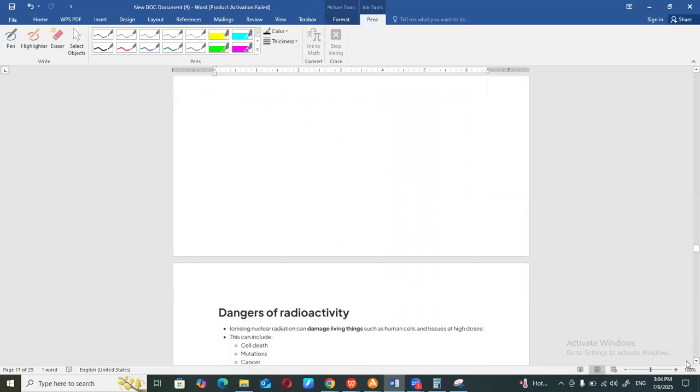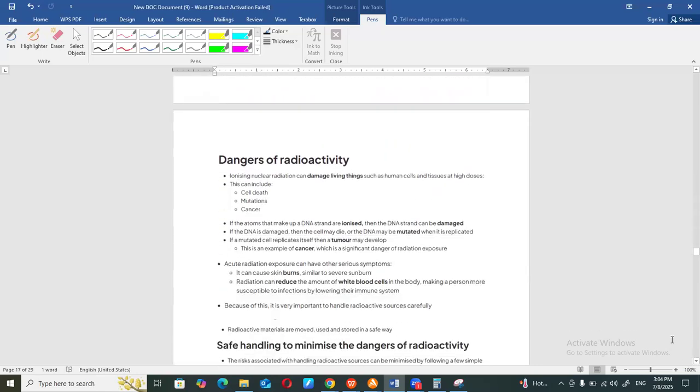Next is danger. What are the dangers? Very simply, the biggest danger of ionizing nuclear radiation is damaging living cells, living things. So they can damage in how many ways? Cell death, mutation, meaning they can be corrupted, and forming cancer. So if atoms that make up a DNA strand are ionized, the DNA strand can be damaged.